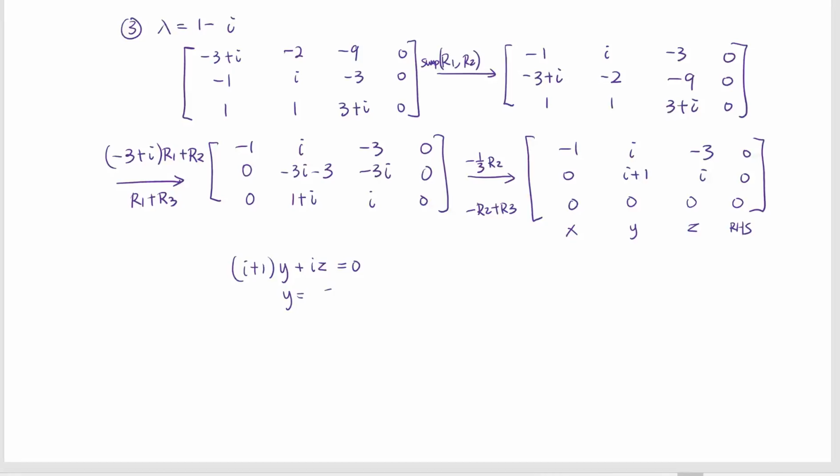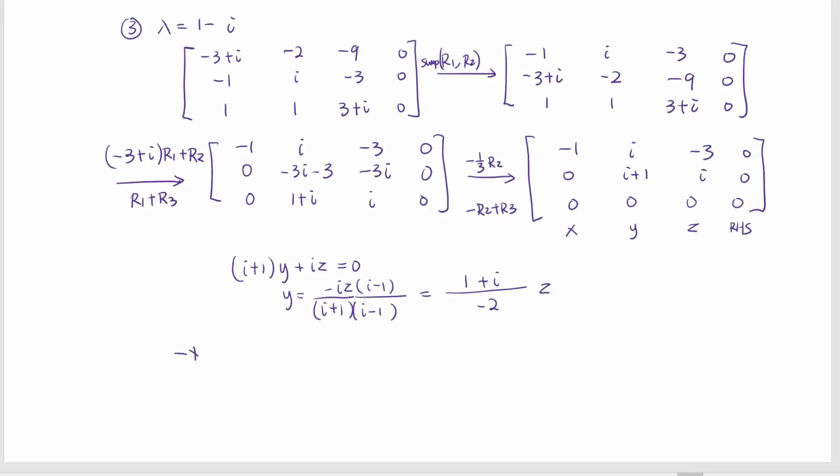So y is negative iz divided by i plus 1. Okay, we don't want to see the imaginary parts in the denominator. Let's multiply by the conjugate. Same terms, but flip the sign. Okay, that's the conjugate. Then minus i times i minus i squared is 1. Minus i times minus 1 plus i. And then the bottom, i squared minus 1, so it's minus 2. Okay. All right. So plug it into the first row.